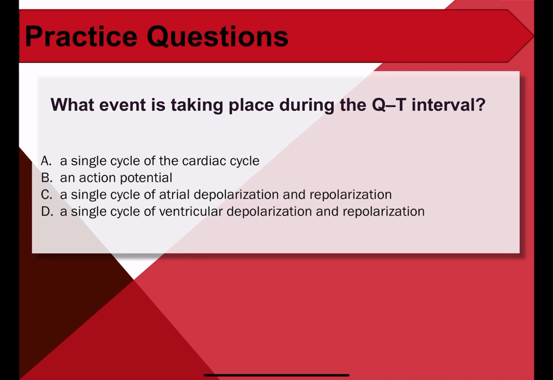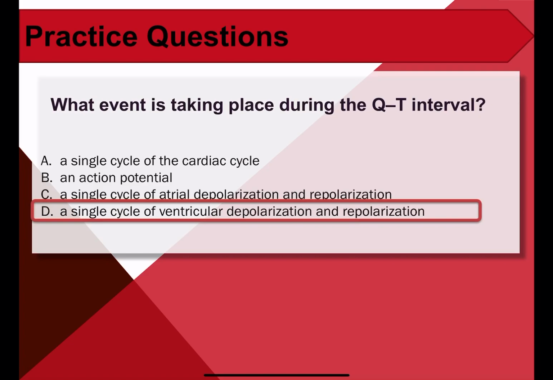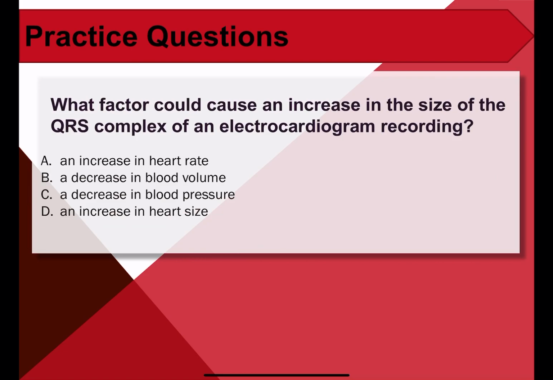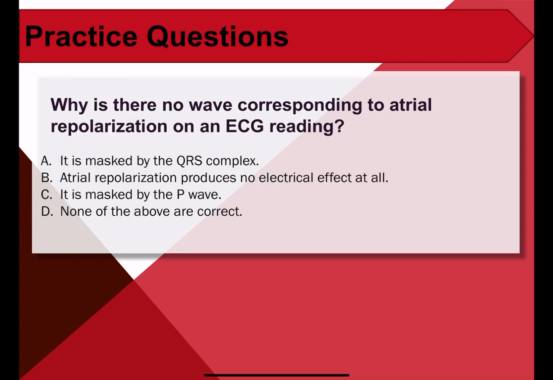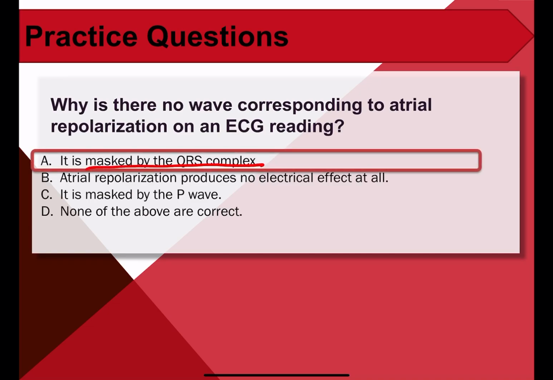What event is taking place during the QT interval? It is that single cycle of ventricular depolarization, the QRS complex, and the little bump in the back of that, which is the T wave, representing the repolarization of the ventricular cycle. What factor could cause an increase in the size of the QRS complex of an ECG recording? Increase in heart size is what we talked about. Why is there no wave corresponding to atrial repolarization? Because it is masked by the QRS complex.